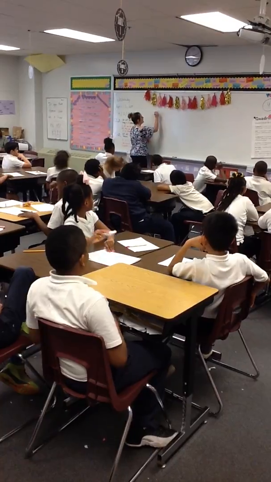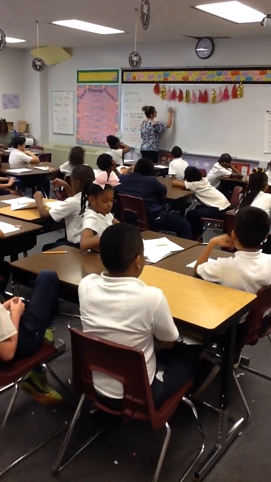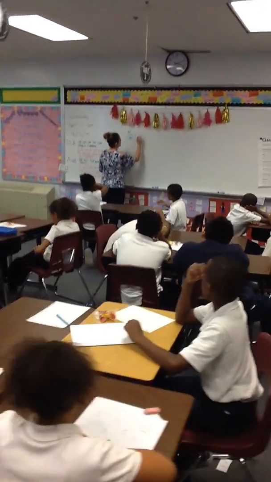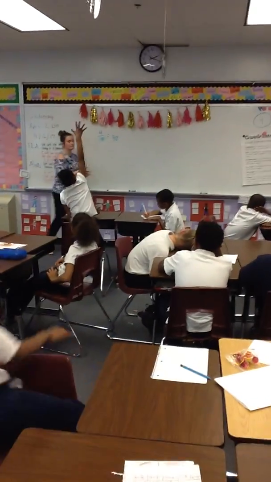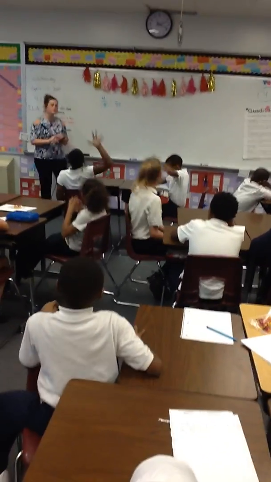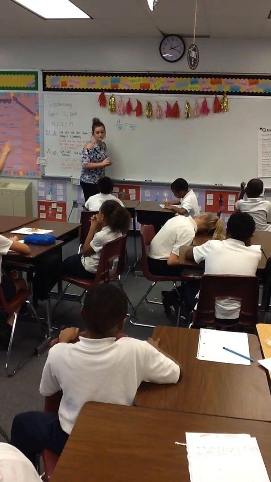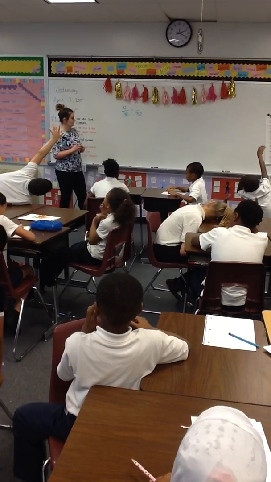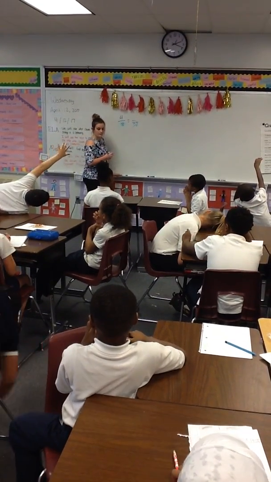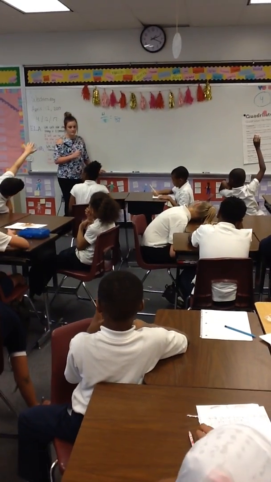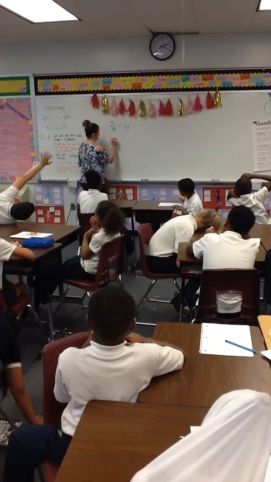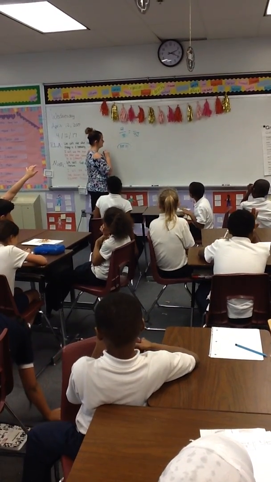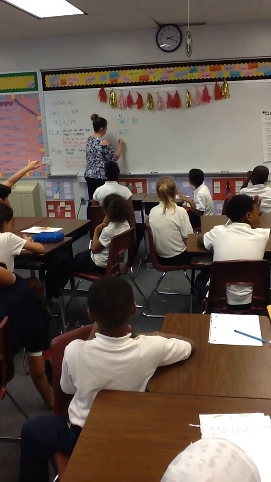Alright. If I have 4 8s, what am I going to do? Ooh, I love all the hands. Josiah. You're going to do 8, strike mark, and then you're going to circle that. Okay. That's your first one. And then you're going to do another one till you get to 32.